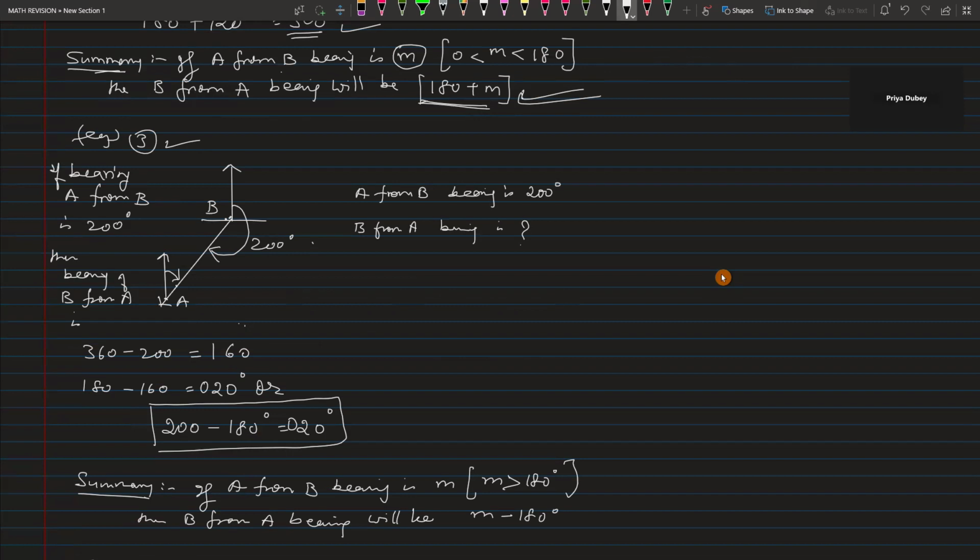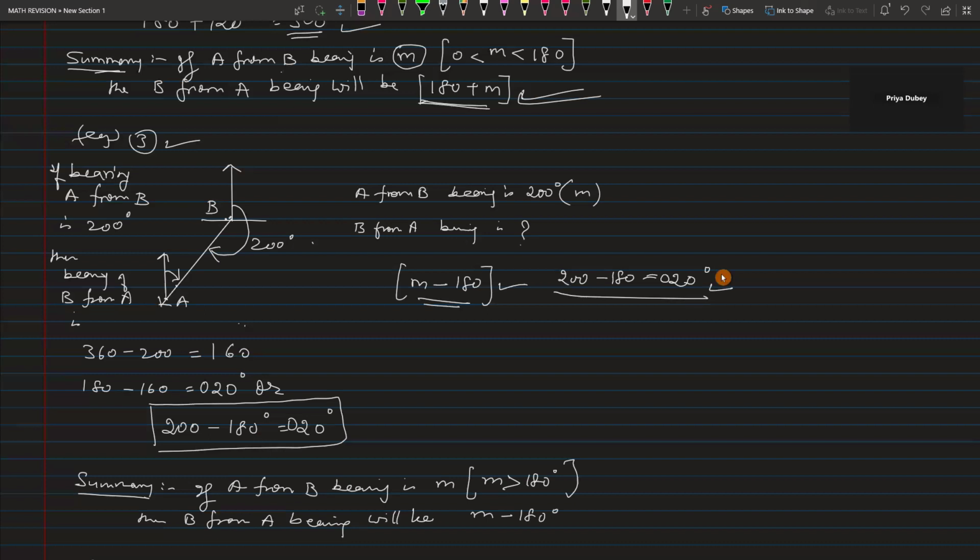Here the shortcut is, this was 180 plus M, no? Here, suppose this is in general M, the rule is M minus 180. This was 180 plus M, here it will be M minus 180. So for 200, what will be the reverse bearing? It will be 200 minus 180, which works out to 20. We cannot write 20 degree because bearing has to be shown in 3 digits. So it will be 0, 2, 0. Understood this shortcut?